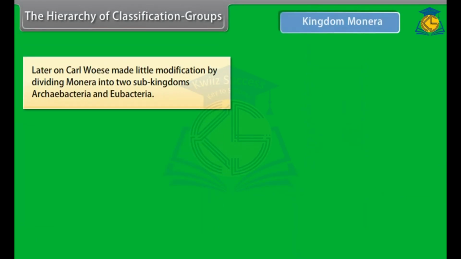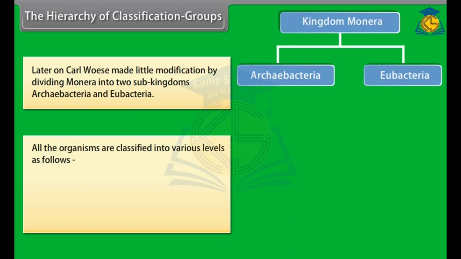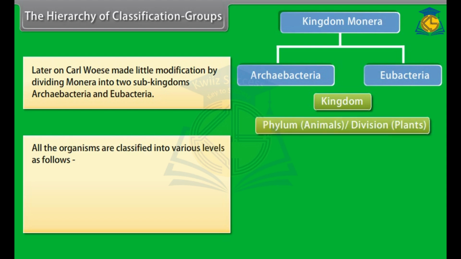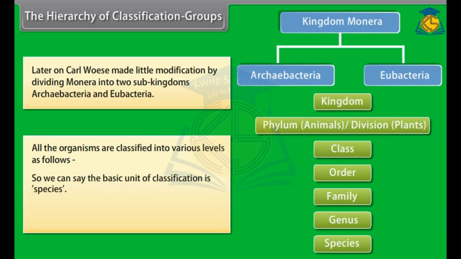Later on, Carl Woese made a little modification by dividing Monera into two subkingdoms, Archaebacteria and Eubacteria. All the organisms are classified into various levels as follows: kingdom, phylum (animals) or division (plants), class, order, family, genus, species. So we can say the basic unit of classification is species. Now we are going to discuss important characters of the five kingdoms.